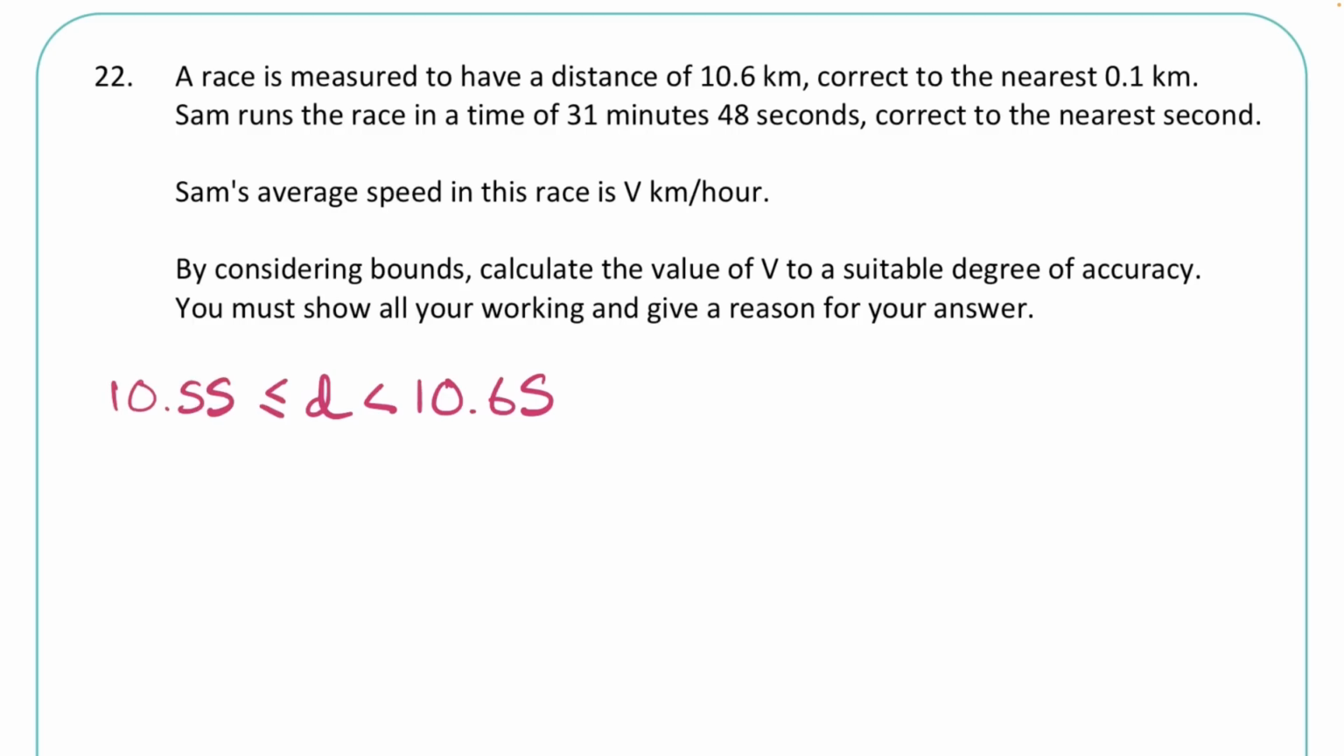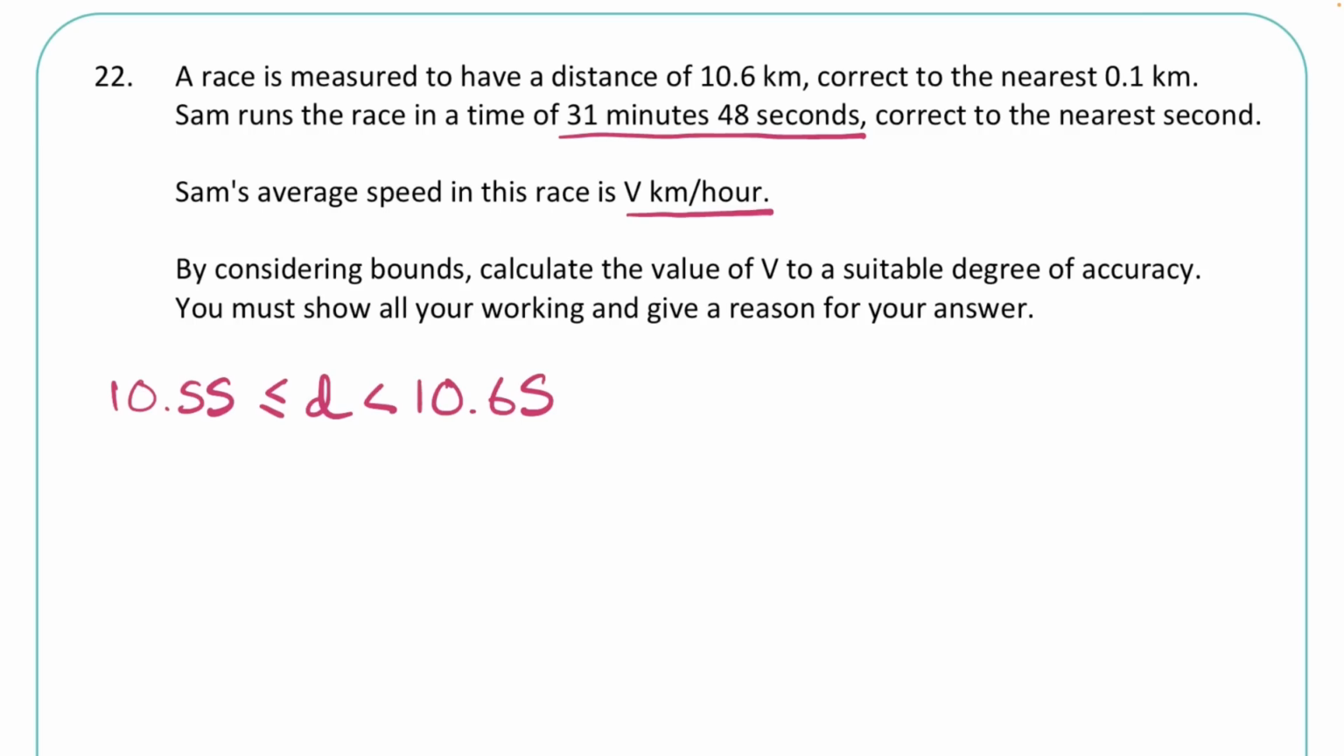Sam runs the race in a time of 31 minutes and 48 seconds, correct to the nearest second, and his average speed is v kilometres per hour. Okay, so this is in minutes and seconds, and this is kilometres per hour. This isn't going to be a very nice one at all, but let's have a think about how we could do this. So this is by considering bounds, calculate the value of v to a suitable degree of accuracy, and you must show your working and give a reason for your answer.